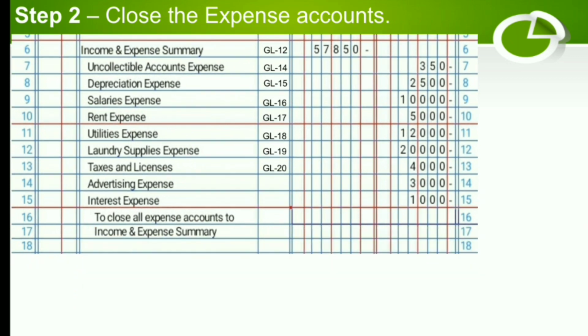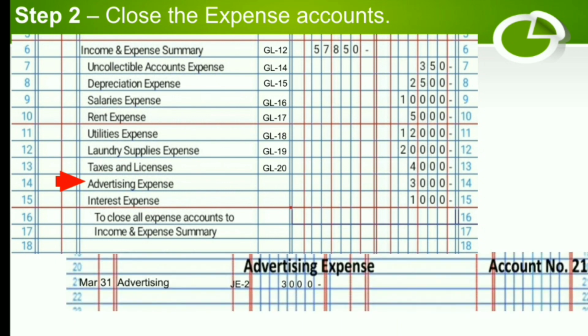Next credit entry is advertising expense of 3,000 pesos. So we will post it here in the credit side of the advertising expense account. So we have March 31. For the particulars, it's closing entry and then folio JA3 and then the amount is 3,000 pesos. So advertising expense is now a closed account. So double rule. And then in the general journal under the folio column, we will write GL21 since advertising expense of 3,000 pesos credit is posted to General Ledger 21 or account number 21.